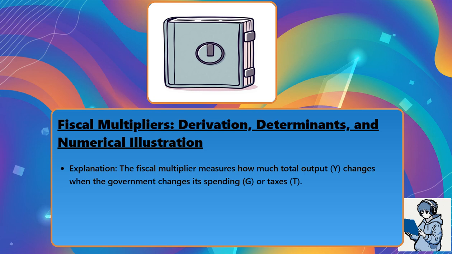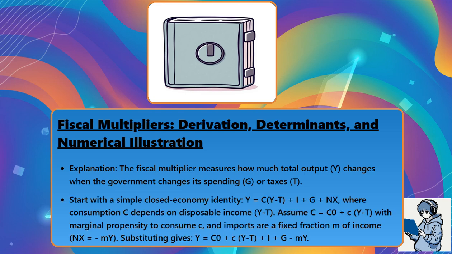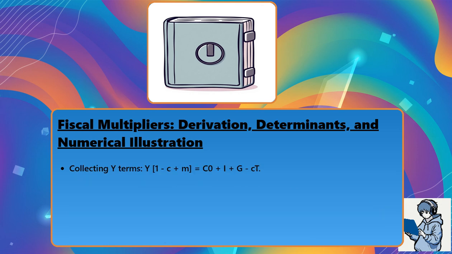Start with a simple closed economy identity. Y equals C of Y minus T plus I plus G plus NX, where consumption C depends on disposable income Y minus T. Assume C equals C0 plus c times (Y minus T), with marginal propensity to consume c, and imports are a fixed fraction m of income. NX equals negative mY. Substituting gives Y equals C0 plus c times (Y minus T) plus I plus G minus mY. Collecting Y terms, Y times (1 minus c plus m) equals C0 plus I plus G minus cT.